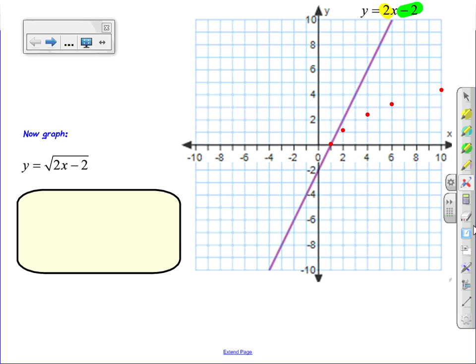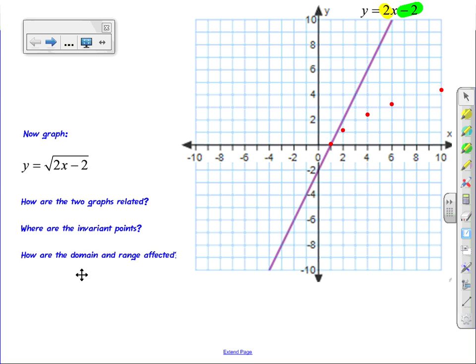And so the key thing that we're going to look at is simply answering these questions. Number one, how are the graphs related? Number two, where are their invariant points? And how are the domain and range affected? And the big question is, could we use this graph, this purple line, which we already know how to do, we already know how to graph lines, to graph our root function by seeing some tendencies? And that's all we're going to do.